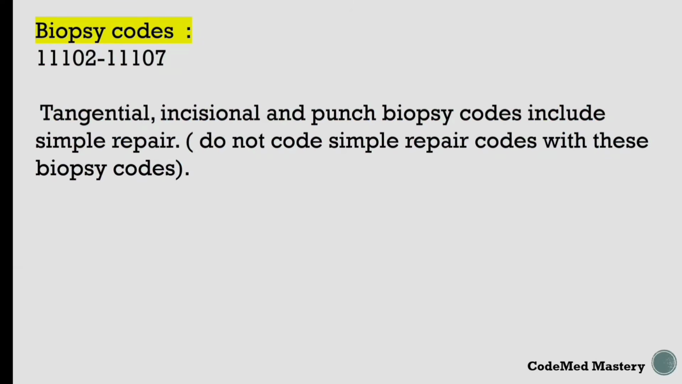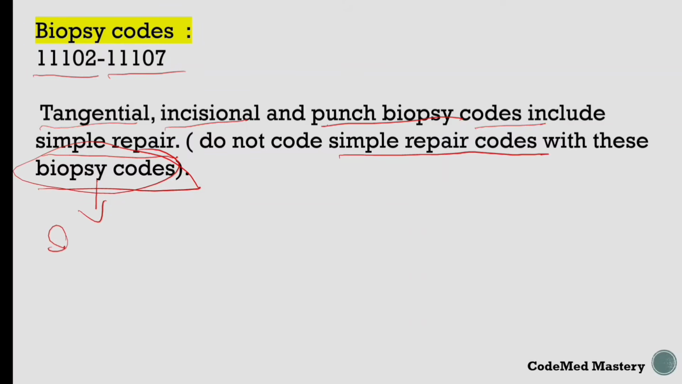Next important thing is biopsy codes. That is code 11102 to 11107. So these codes include tangential, incisional or punch biopsy codes, and they include simple repair. If they include simple repair, you do not have to code simple repair codes with these biopsy codes, because biopsy codes already have simple repair in them. If you code simple repair again, it will be wrong.